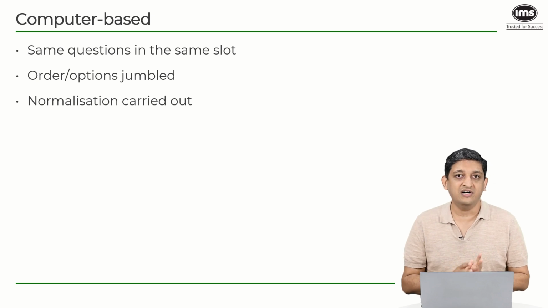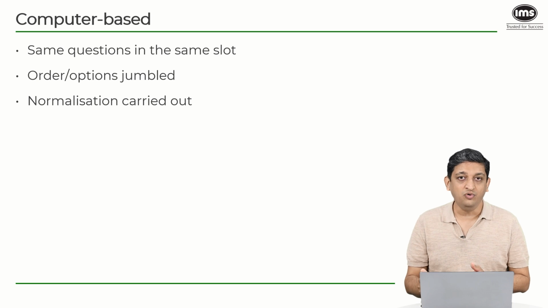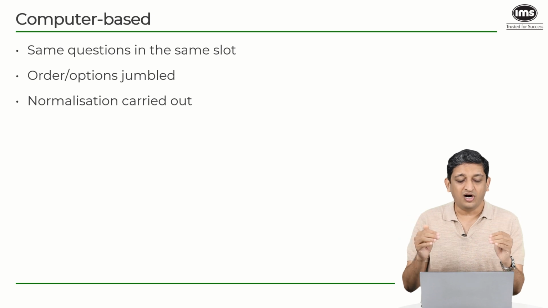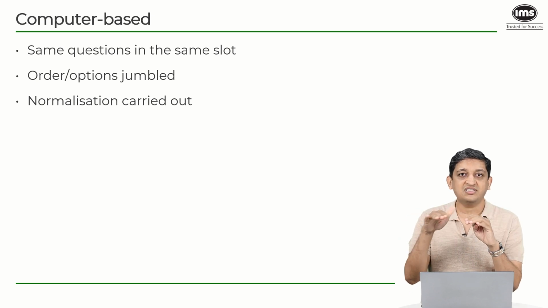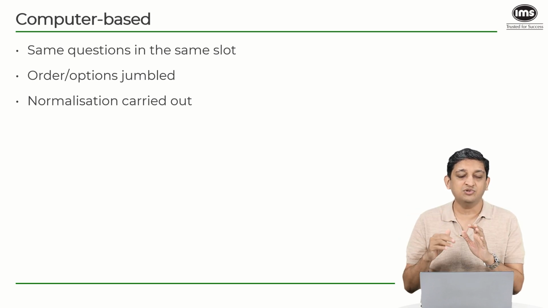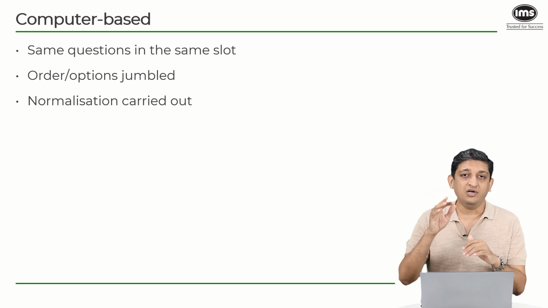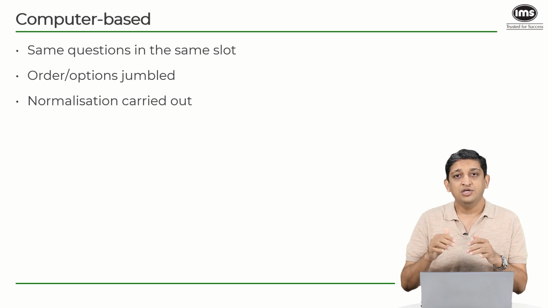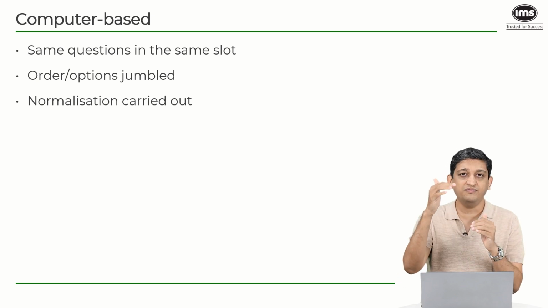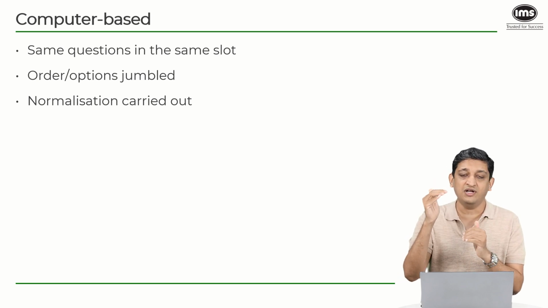Of course, that has been covered in a separate video, as to what exactly normalization is and how it is carried out. But for the sake of convenience, what happens in normalization is that both the slots are brought to parity in terms of the level of difficulty. Let's say you appeared in a slot which was seemingly difficult, but a friend appeared in a slot which was seemingly on the easier side. Your friend would have scored better in terms of the raw score they would have got, right?